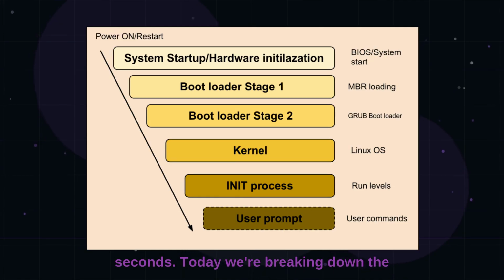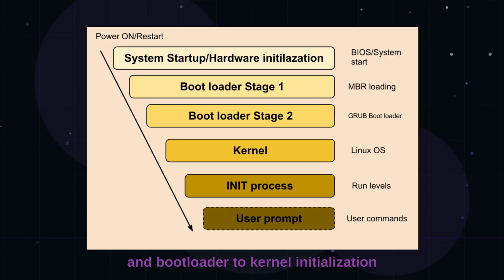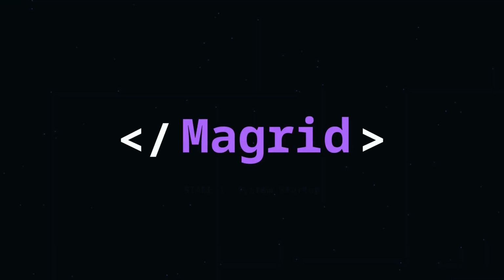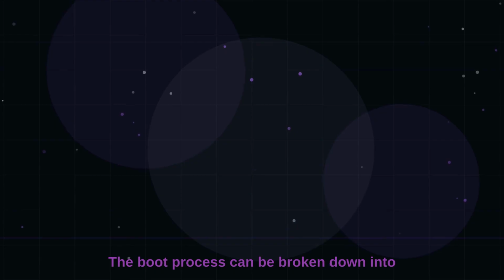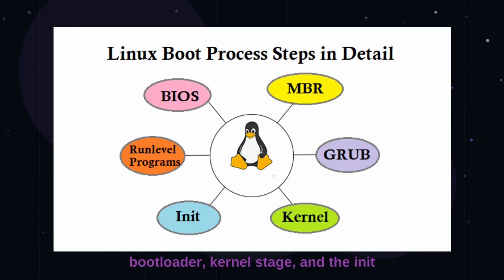Today, we're breaking down the Linux booting process, from firmware check and bootloader to kernel initialization and user space target. The boot process can be broken down into four main stages: system startup, bootloader, kernel stage, and init process.